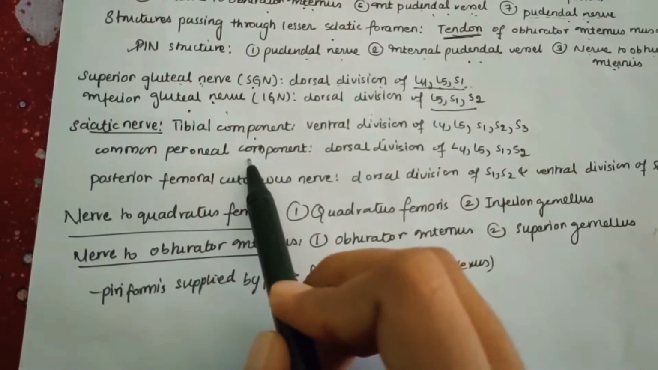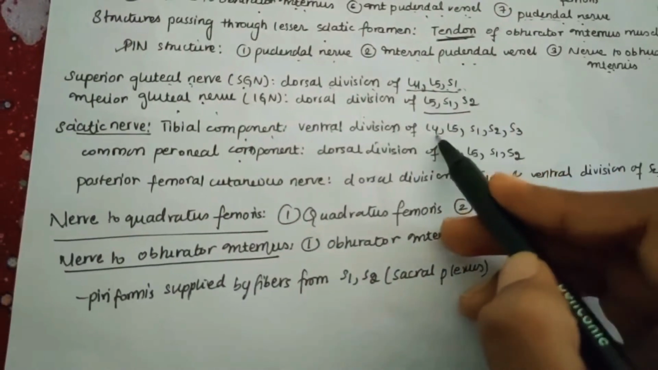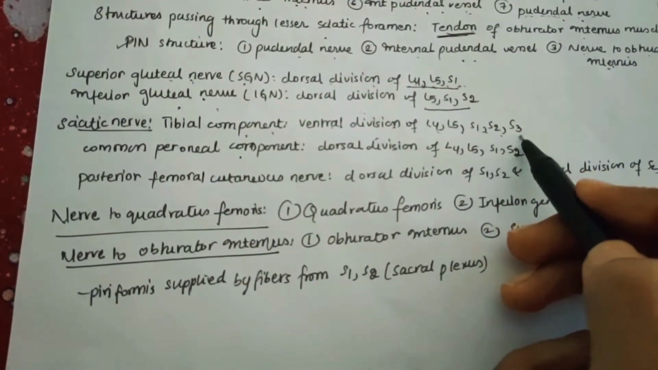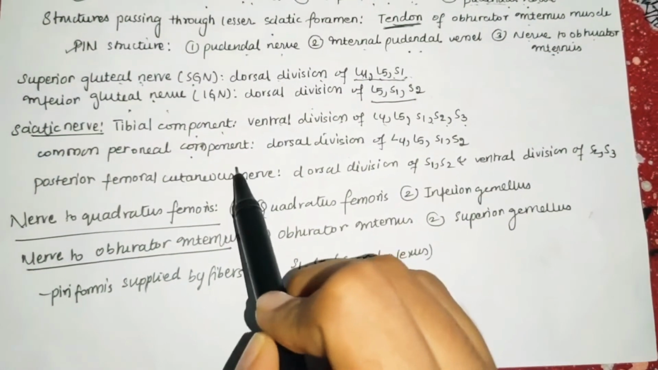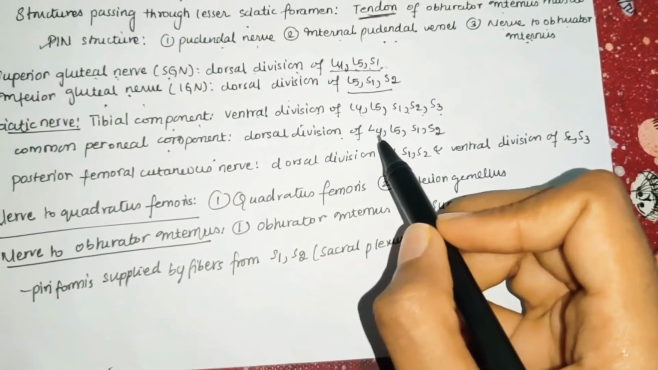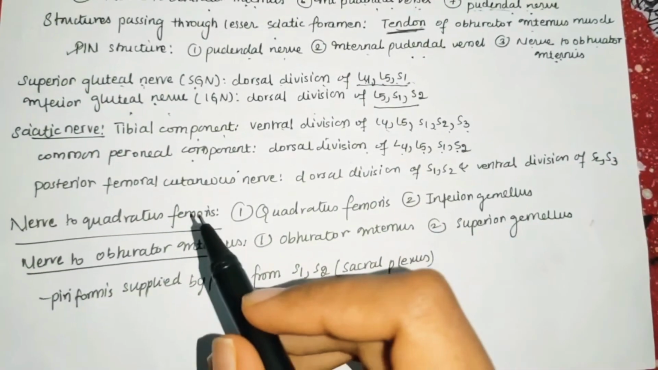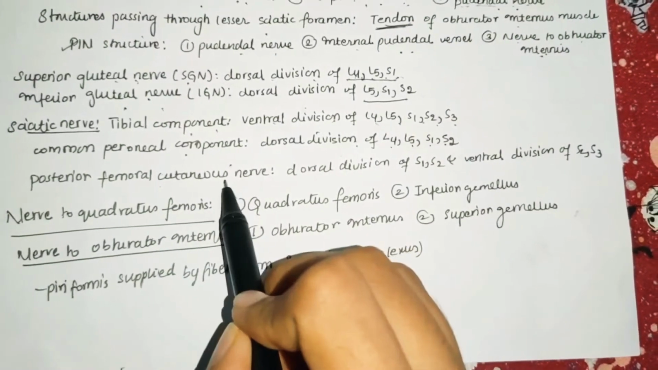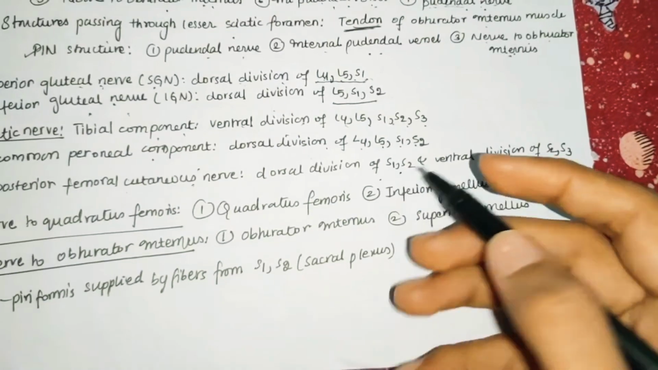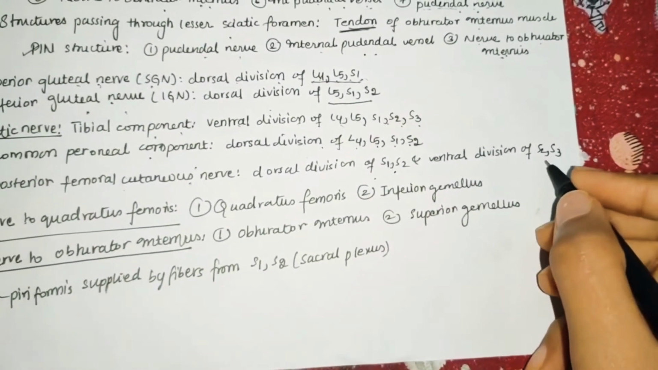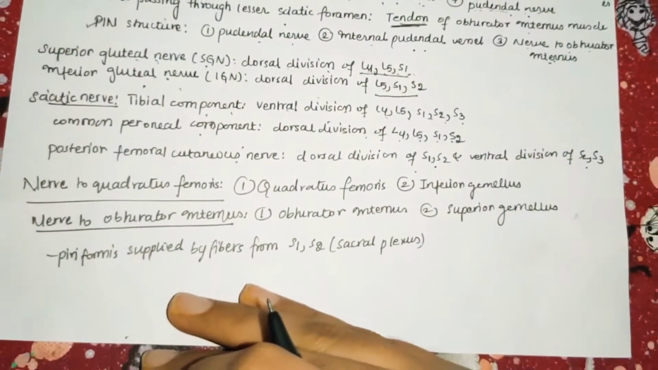Sciatic nerve is actually having 2 components. One is the tibial component, one is the common peroneal component. The tibial component is coming from ventral division. So coming to the common peroneal component of sciatic nerve, it is coming from dorsal division of L4, L5, S1 and S2. So now let us see what is the root value of posterior femoral cutaneous nerve. It is also coming from dorsal division of S1, S2 and also from ventral division of S2 and S3. So this is about the sciatic nerve and its components. Okay.